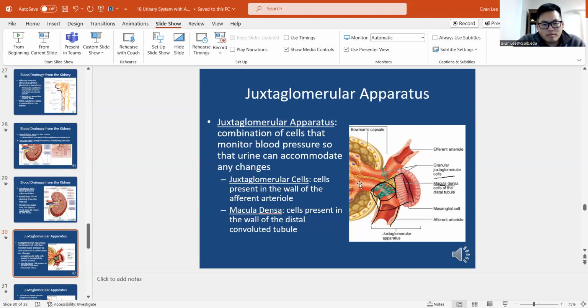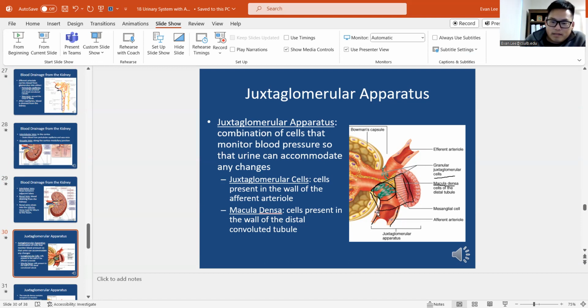Now, if you remember what the word juxtaposition means from high school English or something, it means two things side by side, and often they're compared, but in this case, this is just something right next to the glomerulus. And this structure is going to help with regulating blood pressure using two things.